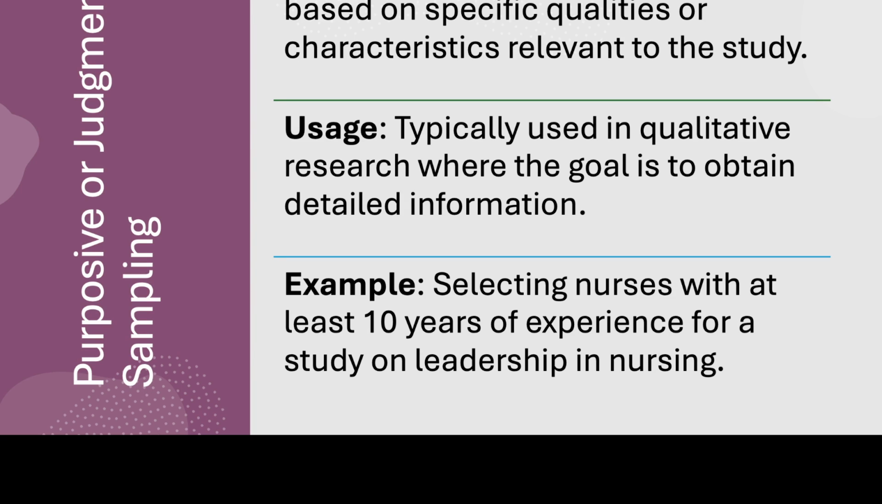Purposive or judgment sampling, no? So these subjects are handpicked based on specific qualities or characteristics relevant to the study. So if that particular person or the demographic profile of the patient has a specific quality or characteristic relevant to your study, especially identified in your demographic data, then that particular respondent can participate in your study. Typically used in quali research where the goal is to obtain detailed information.